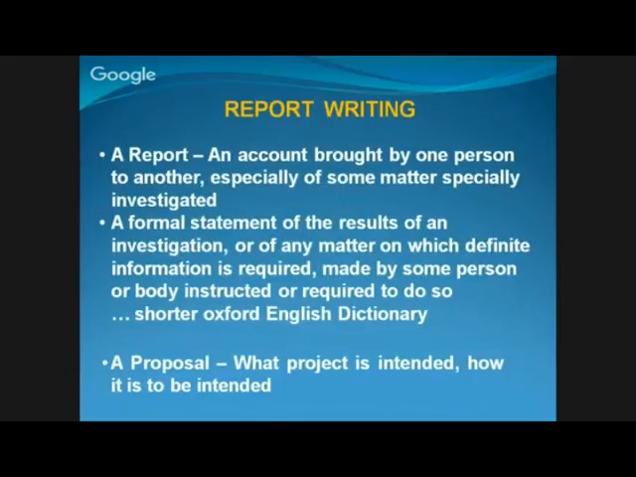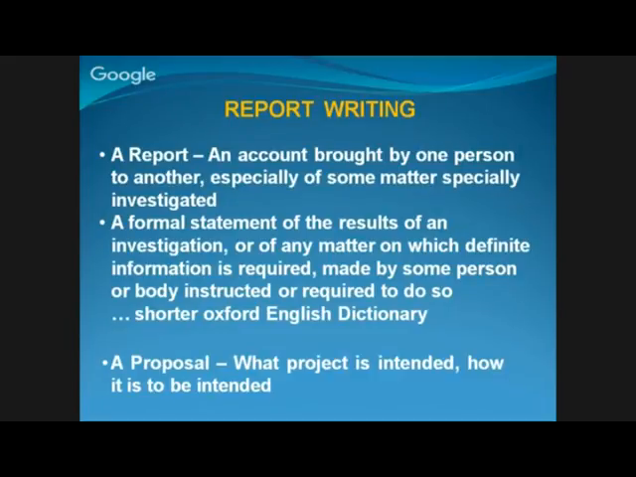Now we'll move to report writing. So as I told you in the beginning, report means that you have carried out some investigation and you are presenting the suggestive solution to that particular problem. So something has already been carried out. So report means a completed activity. So report means an account brought by one person to another, especially of some matter especially investigated.